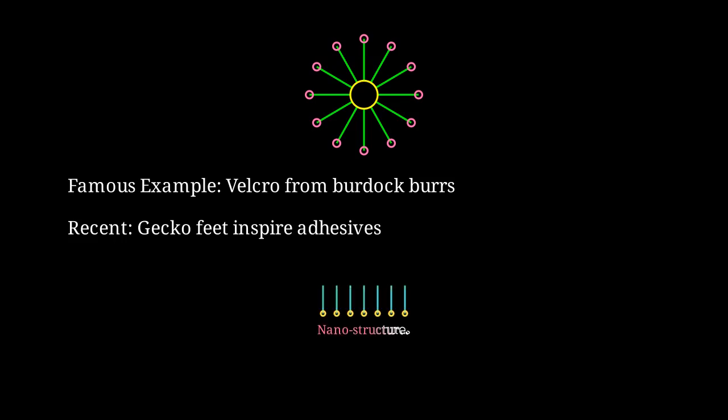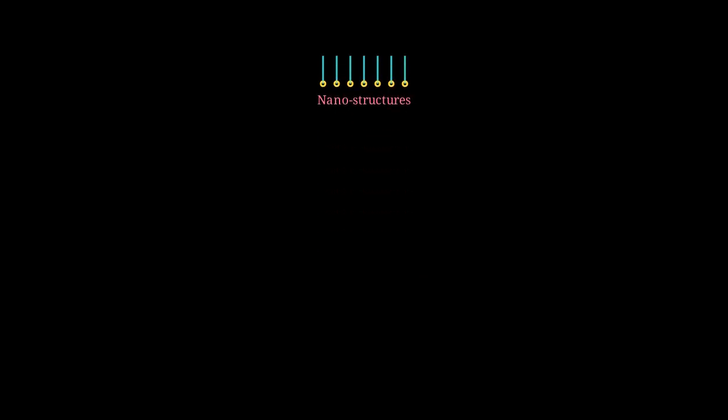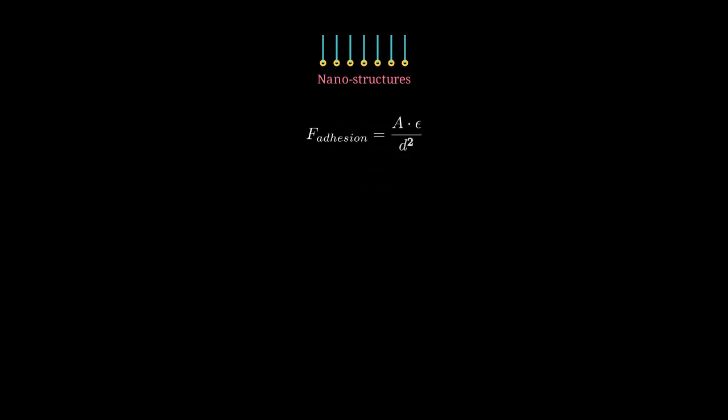Gecko adhesion uses millions of nanoscale structures called setae that create van der Waals forces. The adhesion force is proportional to contact area times a constant divided by distance squared.